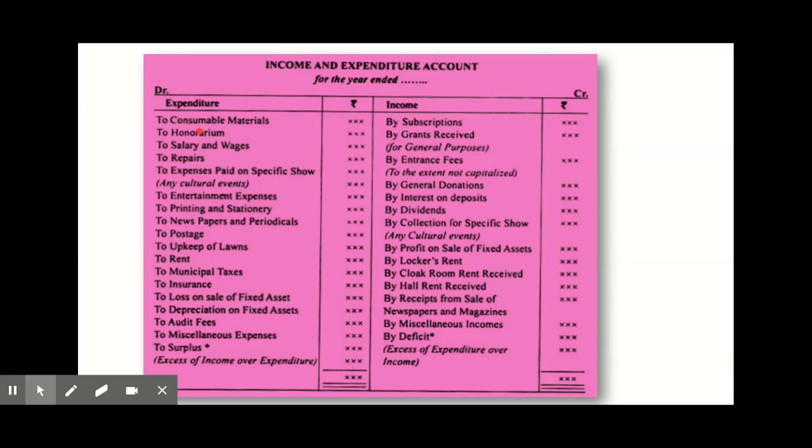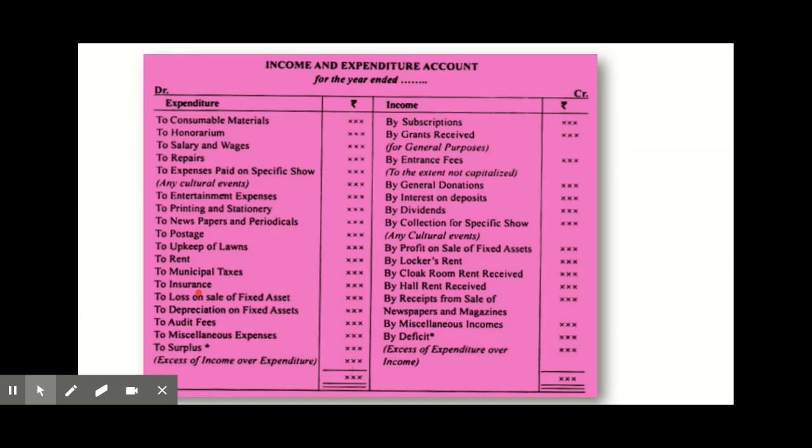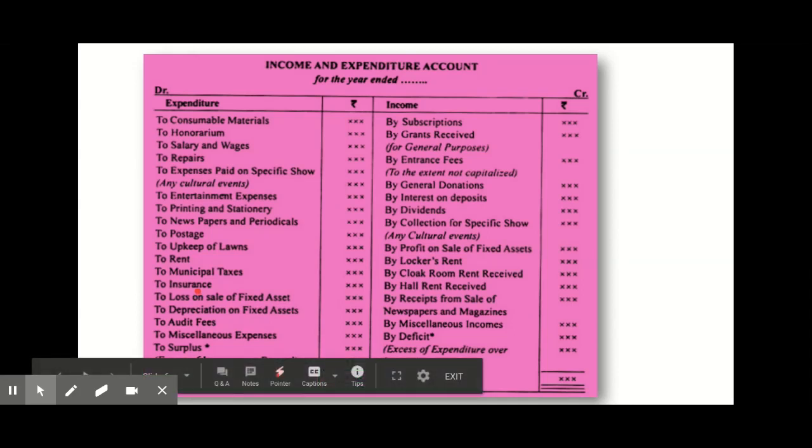So consumable materials, honorarium, salary and wages, repairs, entertainment expense, expenses paid on specific show, printing and stationery, newspaper and periodicals, postage, upkeep of lawns, rent, municipal taxes, insurance, all these are revenue expenses which are recorded on the debit side of income and expenditure account. As I said earlier, this is a nominal account, so losses are recorded on the debit side.